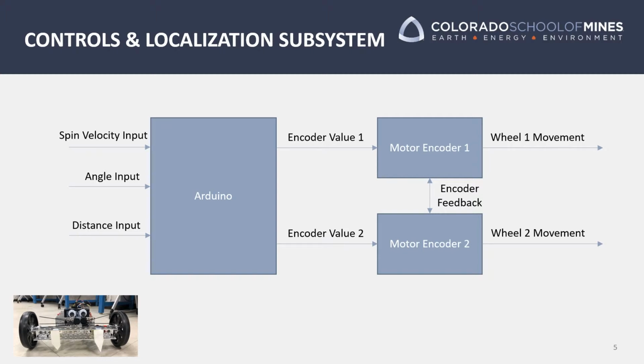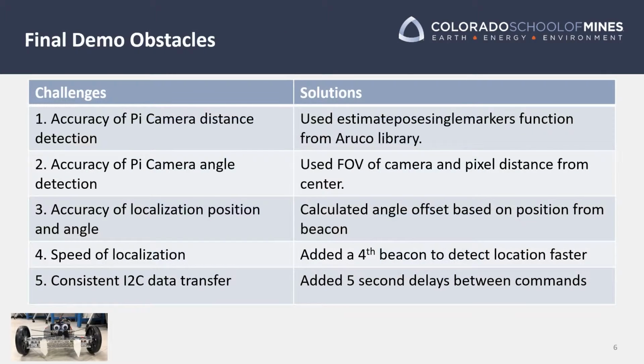So one of the challenges we faced was the accuracy of the Pi camera distance detection, and one of the solutions we had for this was using a function called estimate pose single markers from the Aruco library to help improve our accuracy of the distance that we were seeing. Another challenge was the angle detection, the angle that we were from the beacon, or how we were facing it, the angle offset. And to solve this, we used the field of view of the camera and the pixel distance from the center.